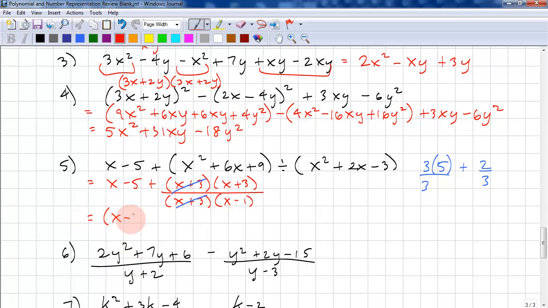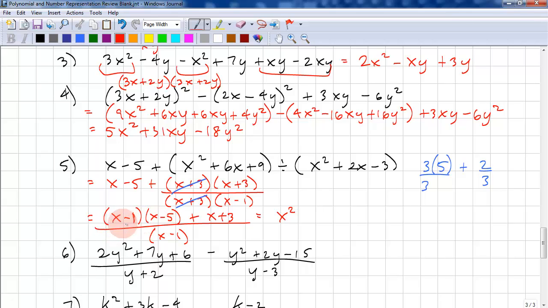X minus 1, x minus 5, plus x plus 3. We can remove the brackets because it's just adding. X minus 1. So we need to FOIL this. We get x squared.